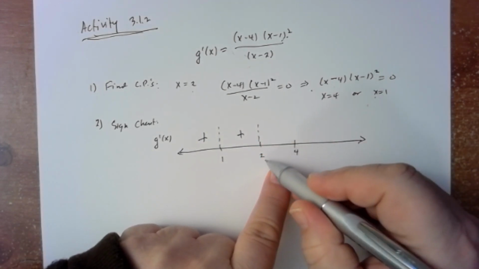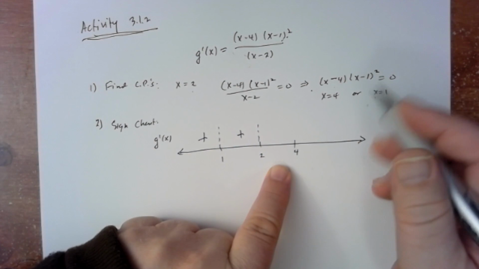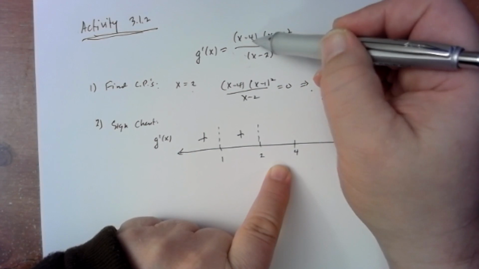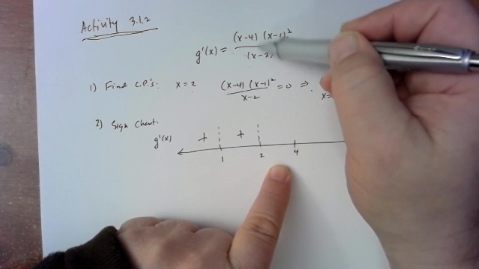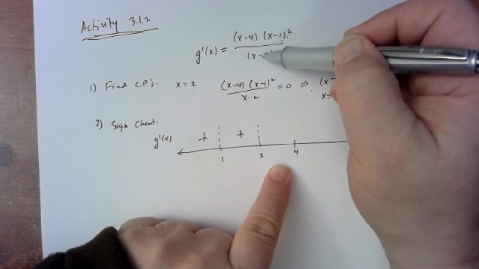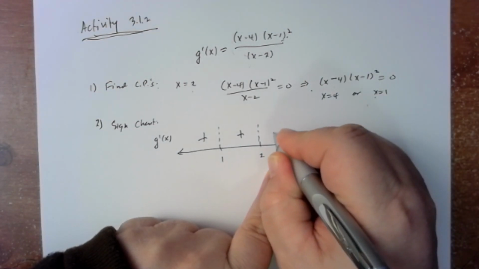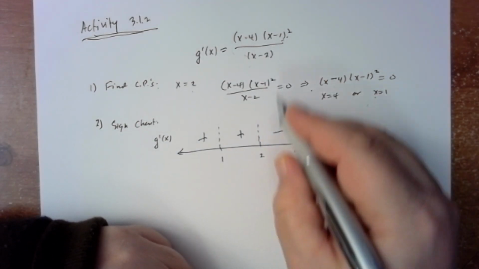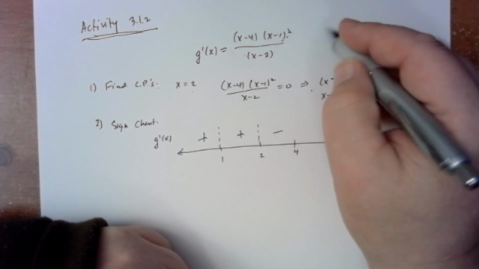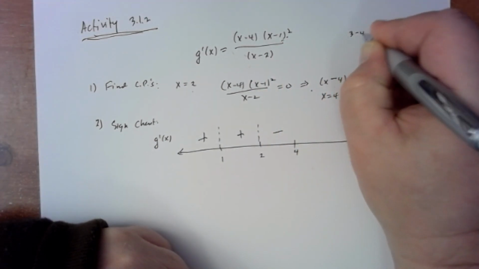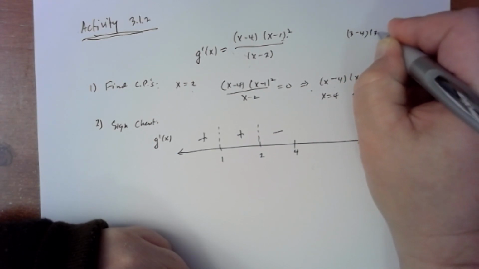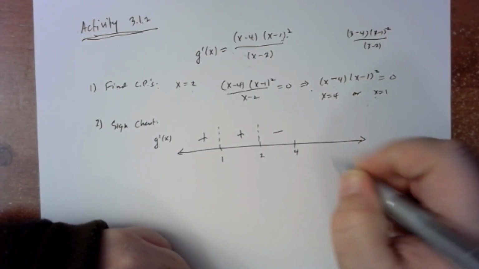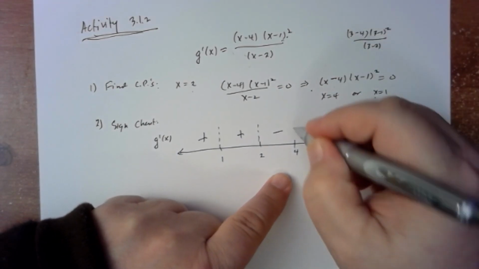Good. Then how about a number between 2 and 4? Like 3. So if I plug in 3, the numerator here, 3 minus 4 is still a negative, but 3 minus 2 is now positive. So this is a negative number now, but this is still positive, so overall we have a negative number. Okay, so if you didn't catch that, we're just plugging in x equals 3 into that expression, right? So we had 3 minus 4, which is negative, and then 3 minus 1 squared, which is positive, divided by 3 minus 2, which is positive. Okay, so overall then it's negative.